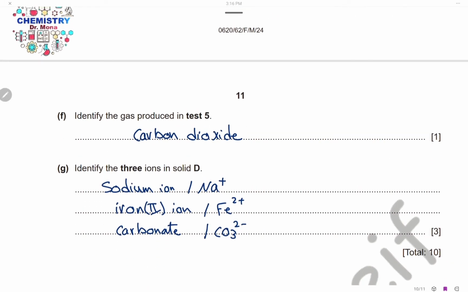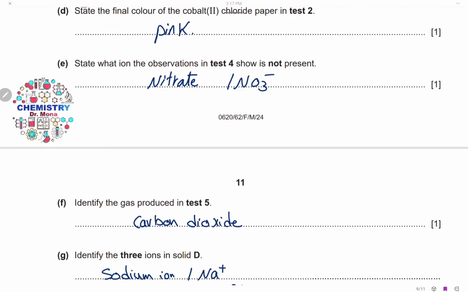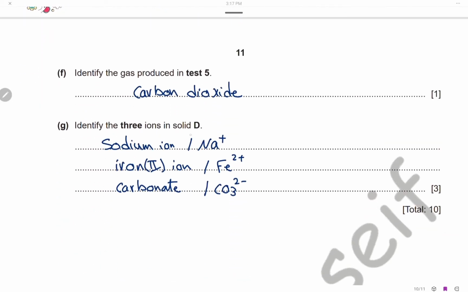The gas formed in test 5, as we've just said, the gas that changed the lime water to milky is carbon dioxide gas. Identify the 3 ions present in solid D.